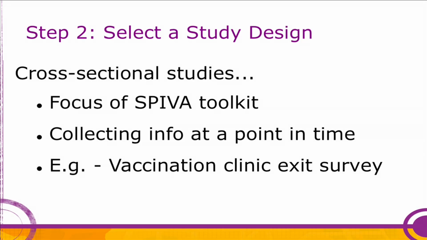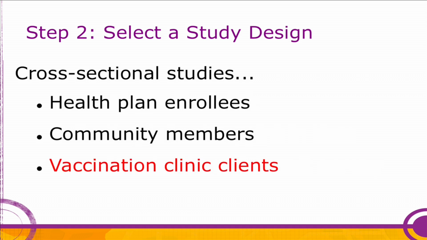For the purposes of the SPIVA Toolkit and this presentation, we'll be focusing on cross-sectional studies, where we collect information at a single point in time from a target population. A good example of this would be conducting a vaccination clinic exit survey at a local vaccine clinic. Cross-sectional studies can also focus on other populations, including members of certain health plans, or members of different communities or neighborhoods. But for this presentation, we'll continue with our example of vaccination clinic clients.